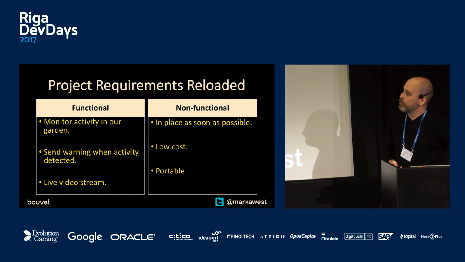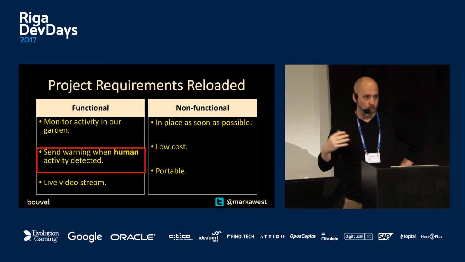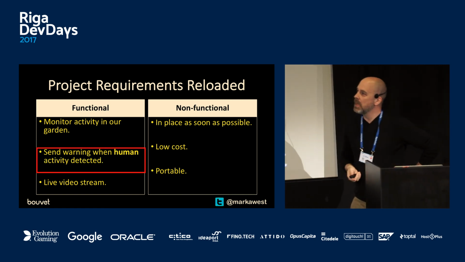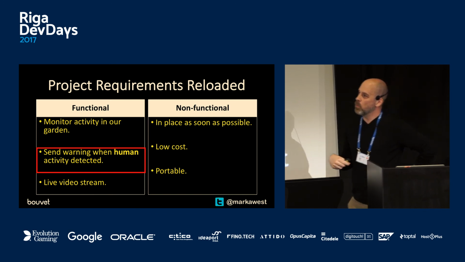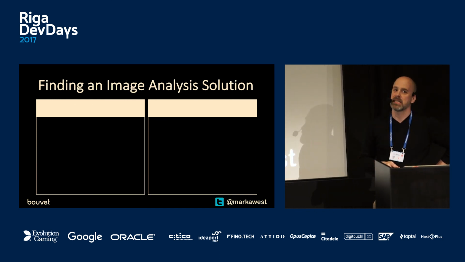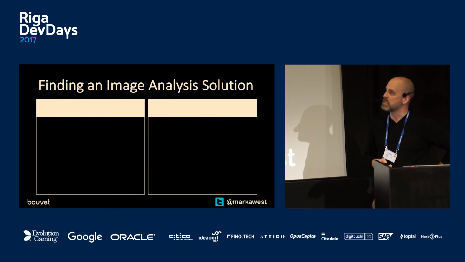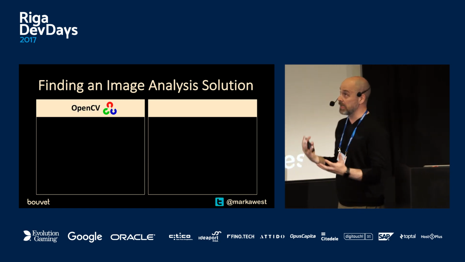So I had to go back to my project requirements and make a little change. I told you this is a proper project run by my wife, so I had to do a change request. Basically, I asked her if I could change this requirement: send me a warning when human activity is detected. And she said, okay, as long as it doesn't take too much time and as long as it doesn't cost a lot of money. So I started scratching my bald head and trying to think of how we can fix this.